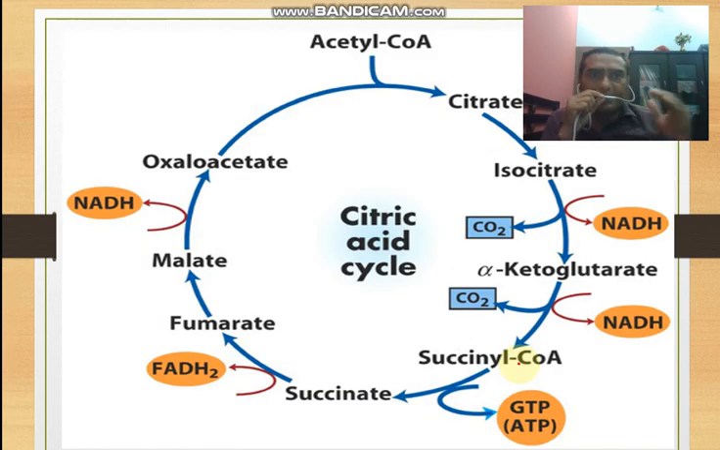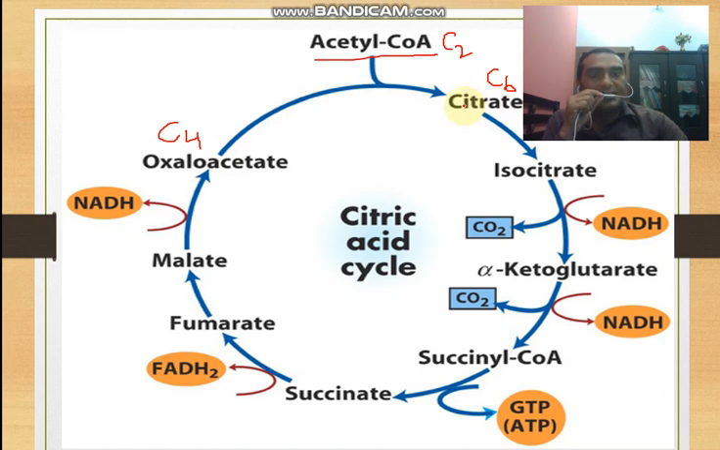Let's move toward the Krebs cycle. The Krebs cycle is also known as the citric acid cycle because it produces citrate. This is the same acetyl coenzyme A that is 2 carbon containing, and this one is oxaloacetate. This is 4 carbon containing. Oxaloacetate 4 and acetyl 2, 2 plus 4 form the 6 carbon containing citrate.